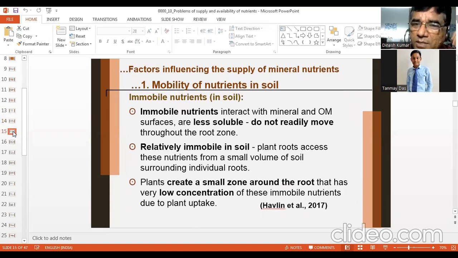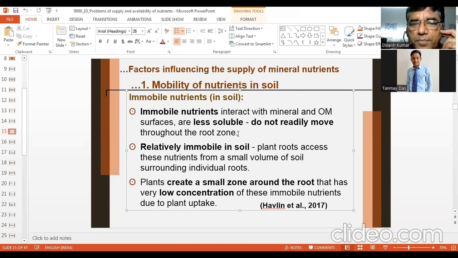Now, immobile nutrients in soil. These nutrients interact with mineral and organic surfaces, are less soluble, and do not readily move throughout the root zone. Relatively immobile in soil, plant roots access these nutrients from a small volume of soil surrounding individual roots. So that is the limitation. They are not mobile, they are less mobile. So they are distributed in less volume of the soil. So their accessibility by roots is less.